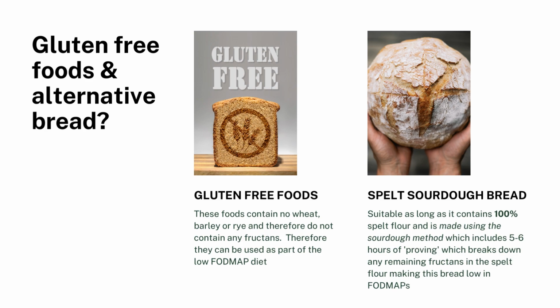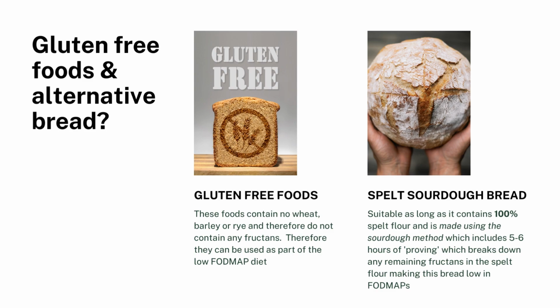The type of bread that is more palatable if you don't want to use gluten-free bread is spelt sourdough bread. Now, the secret here is it needs to be bread made with 100% spelt flour, no other flour, and it needs to be used to make sourdough, which takes 5 to 6 hours to prove. And during that proving process, it basically breaks down any remaining FODMAPs, or fructans, in that spelt flour, and makes spelt sourdough very suitable for FODMAP patients.